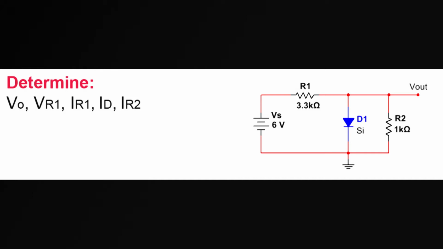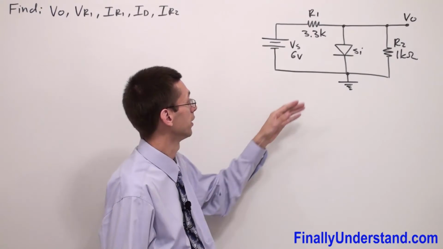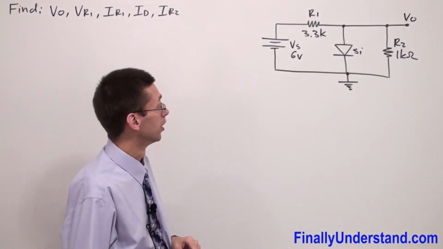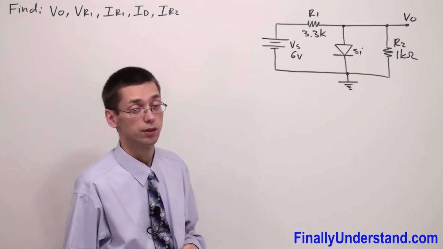Let's take a look at this example. This time we have two components in parallel, diode and resistor. You're supposed to be very careful with this kind of problem. Many students make a mistake and say, okay, so the voltage across the resistor is equal to 0.7 volts. This is not always true.